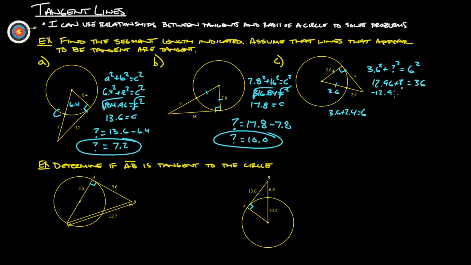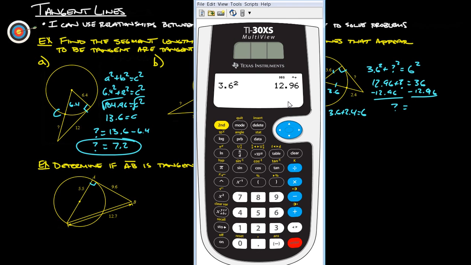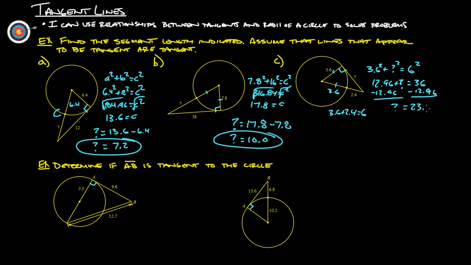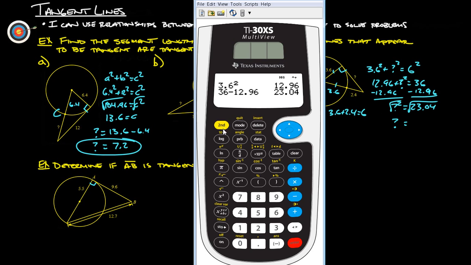So subtract 12.96 from both sides. And we get that question mark is going to equal 36 minus 12.96, right, gives us 23.04. But sorry, that's question mark squared, so we got to square root both of those to get that question mark, what we're looking for. So we square root our answer, we get 4.8.